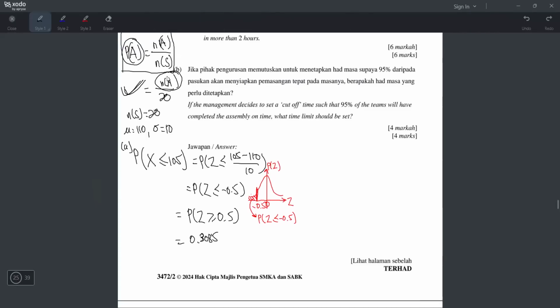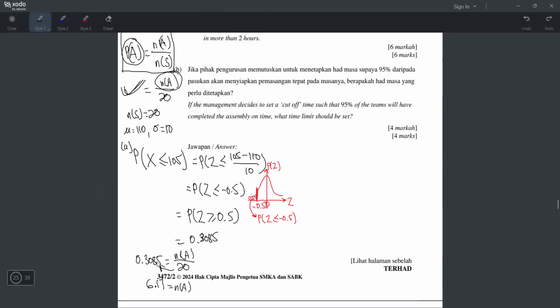You multiply with the total, times 20, because you use this formula, right? So let's use this formula. The formula is PA, which is the probability 0.3085, equals NA, which is what I'm trying to find, over NS, 20. And to find NA, you just multiply. This one just multiply. Move it up and it becomes multiply. Okay, when you press this, you will get 6.17.